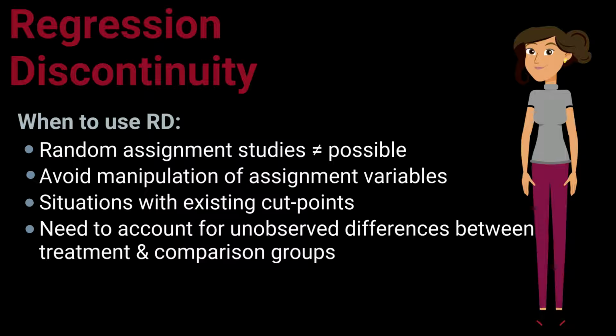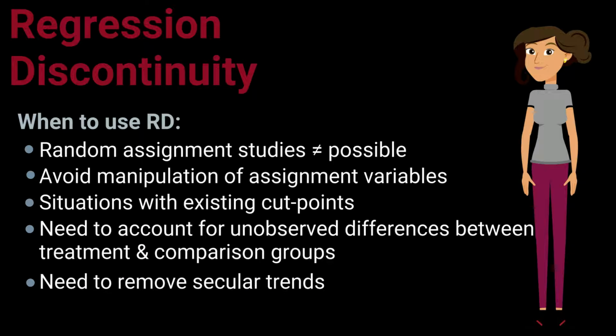And so to summarize, regression discontinuities is used when random assignment is not possible, participants cannot manipulate the assignment variables, and the cut points might already be in place. It compares those assigned the treatment with a control group, provides a way to remove secular trends, and has strong internal validity.